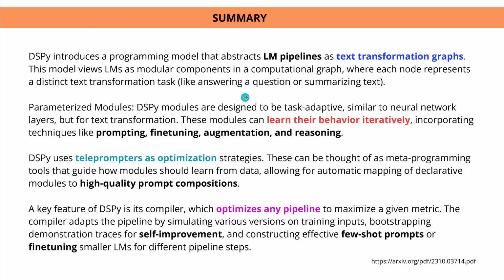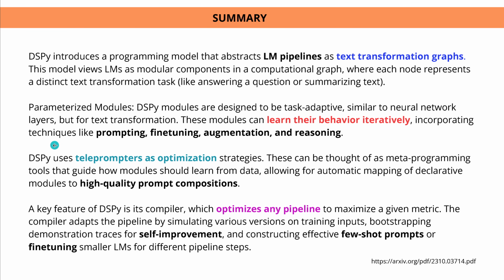The DSPy models are designed to be task adaptive, similar to a neural network layer, but now for the text transformation. So these models now, as I showed you, the chain of thought, and I will show you this in an example in a minute, learn their behavior iteratively. And they incorporate techniques like prompt optimization, fine-tuning the language model, augmenting the training data, and a reasoning path.